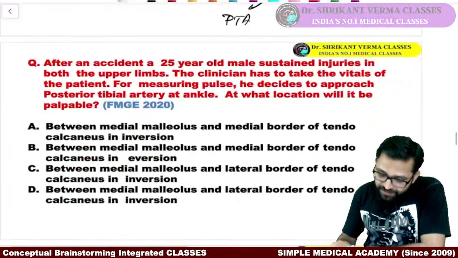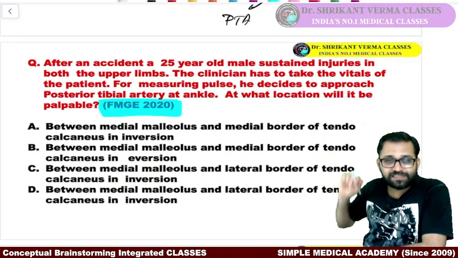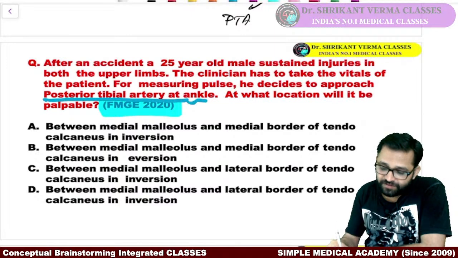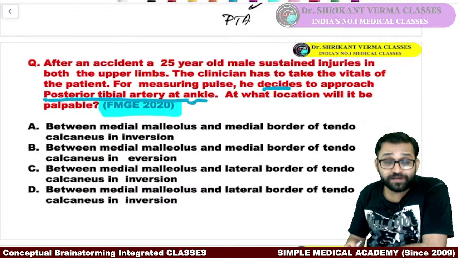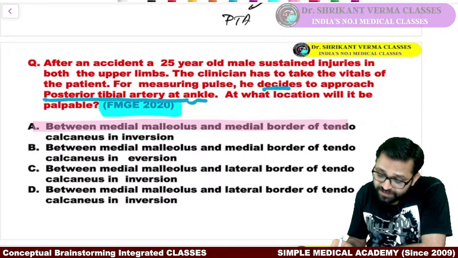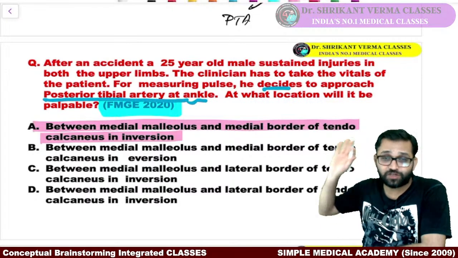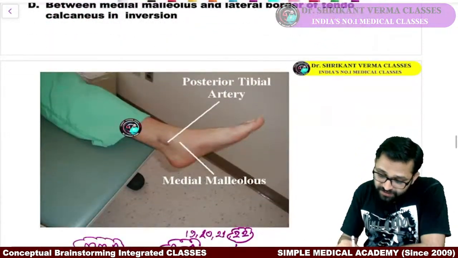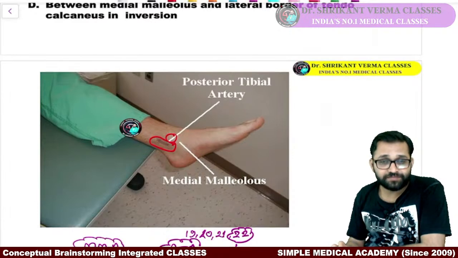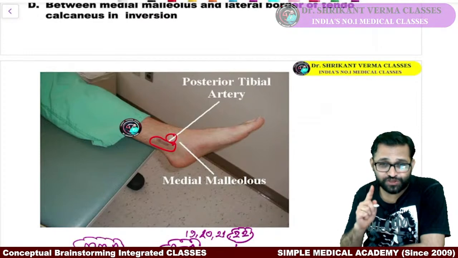Fine. See here, the same pattern in FMG 2020. The clinical scenario was given, and it was describing the posterior tibial artery at the ankle. It was palpable. Where will you palpate? We had already discussed in our class that it is palpated between the medial malleolus and the medial border of the tendocalcaneus in inversion position. So the same topic had been asked. No new question. Yes, this is our medial malleolus where you can see the posterior tibial artery. So get ready for December FMG 2022.